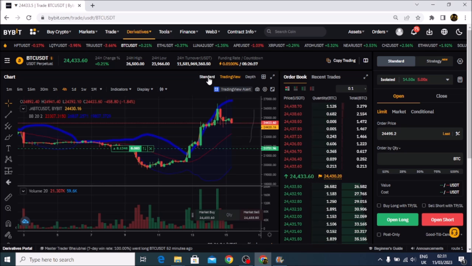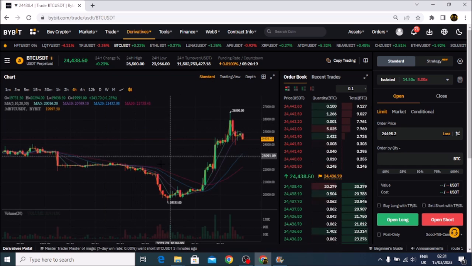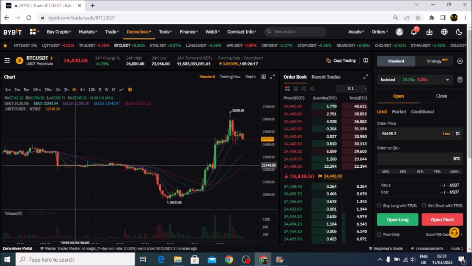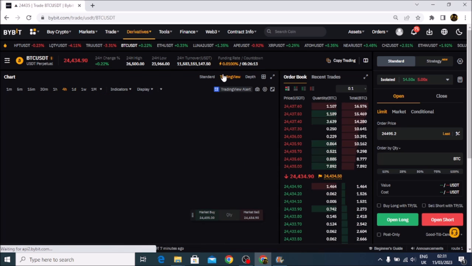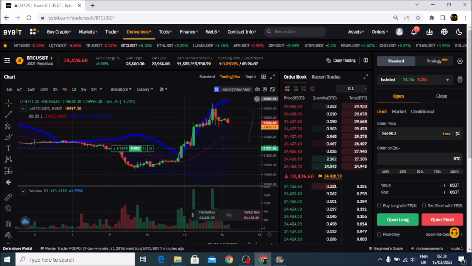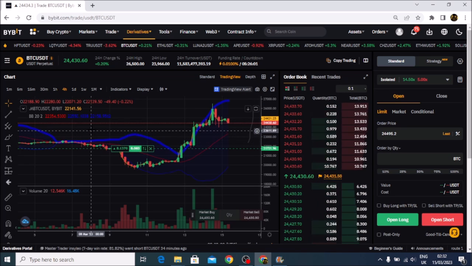So here there is a standard view. With the standard, everything is preset. You don't select your own indicators and everything, but here on TradingView you set everything for yourself. So that is the difference between standard and TradingView. And again, the difference between spot and futures.